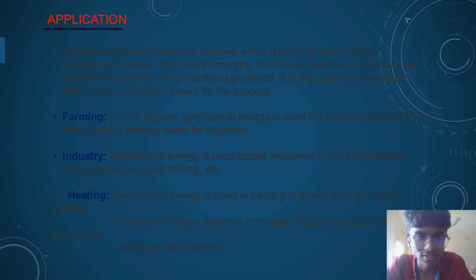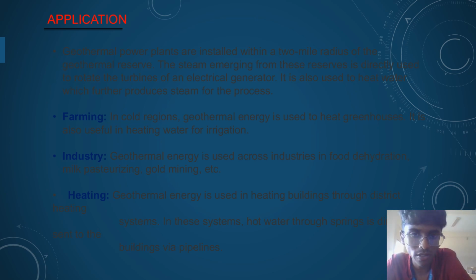On to the next slide. Applications of geothermal energy. Geothermal power plants are installed within a 2-mile radius of the geothermal reserve. The steam emerging from these reserves is directly used to rotate the turbines of an electric generator. It is also used to heat water, which further produces steam for the process.